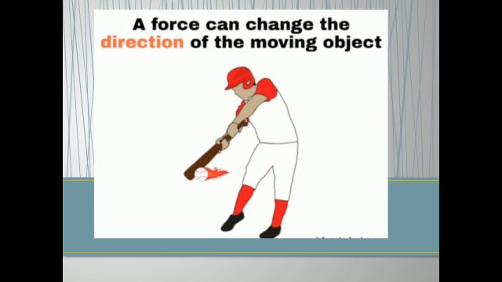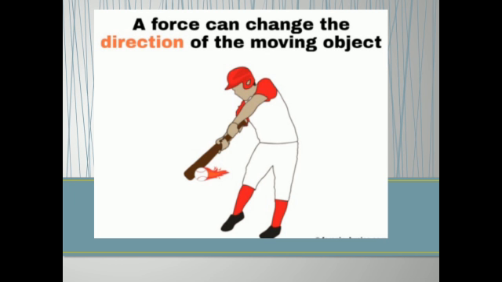So force can make a stationary object move, force can change the speed of a moving object, force can change the direction of motion of a moving object, and force can change the shape or size of an object. Have you got my points?